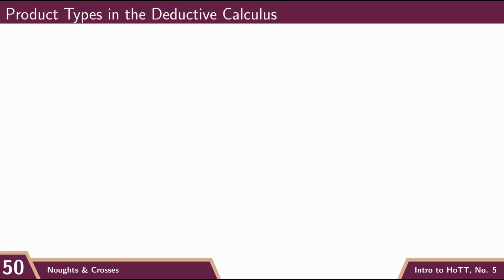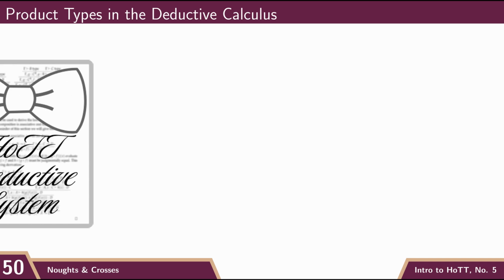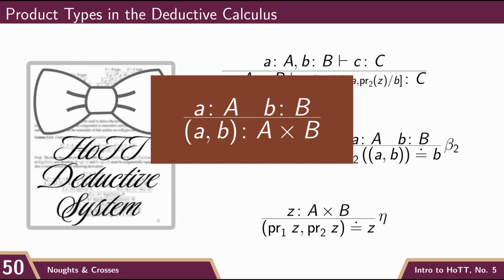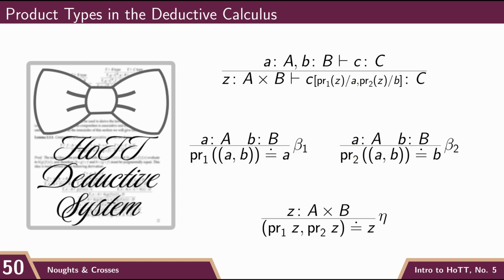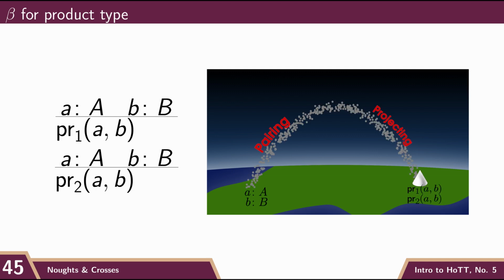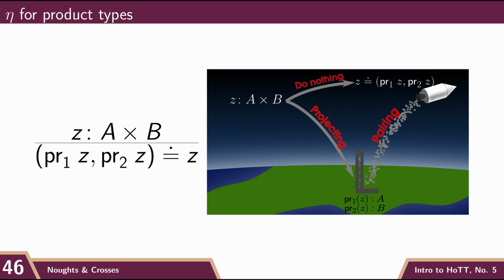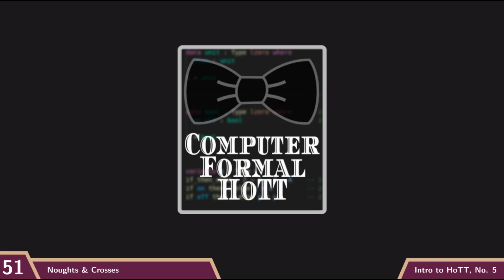Speaking of rules, those rules were part of our formalization of product types in the HoTT deductive calculus. So this rule right here is the introduction rule, allowing us to introduce terms of product types. Last time we also saw the beta and eta rules for product types, which tell us what happens when we introduce and then iterate, or iterate and then introduce. And so the final piece of the puzzle is to incorporate this into our Agda formalization. So let's get to it.